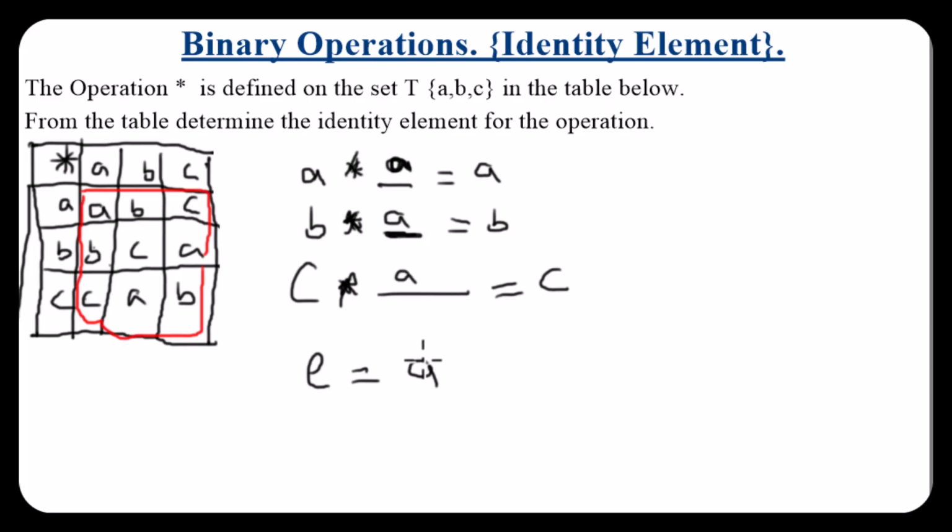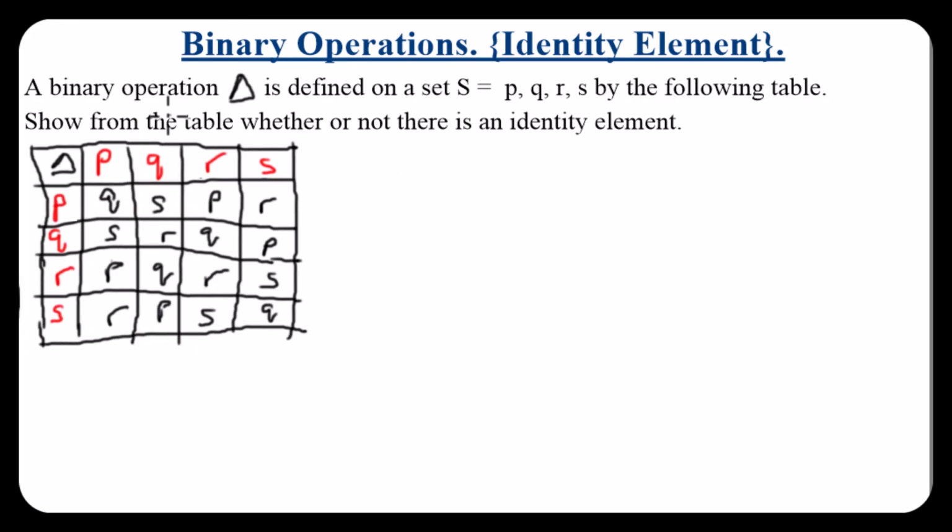So let's do a much more complex example concerning this, and then we can call it a day on identity element. For our final example, we're told that a binary operation, delta, is defined on a set S equal to P, Q, R, S. Of course, since we're dealing with sets, we need to write it in the proper way, so there should be a parenthesis here. So, set S equal to P, Q, R, S by the following table. Show from the table whether or not there is an identity element.